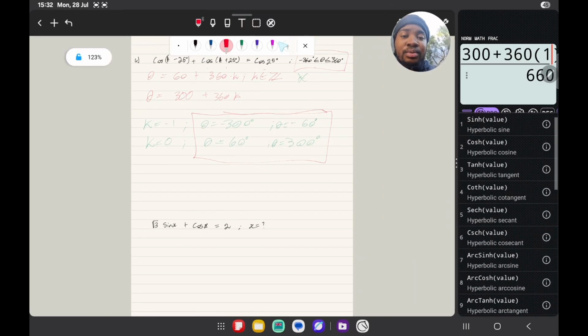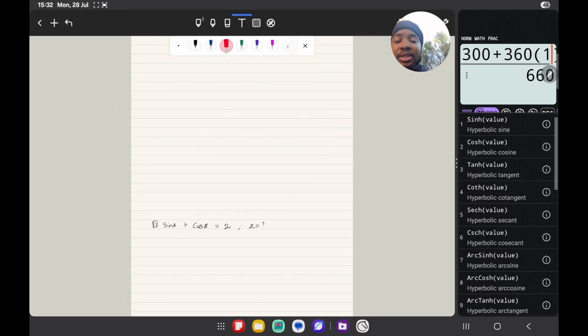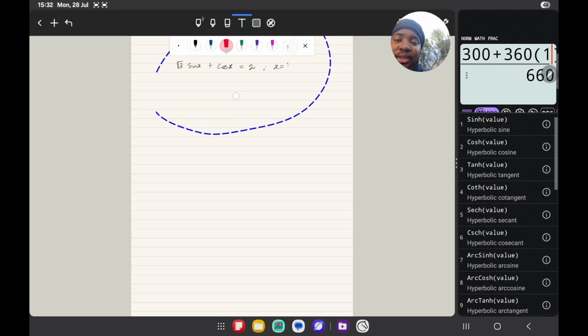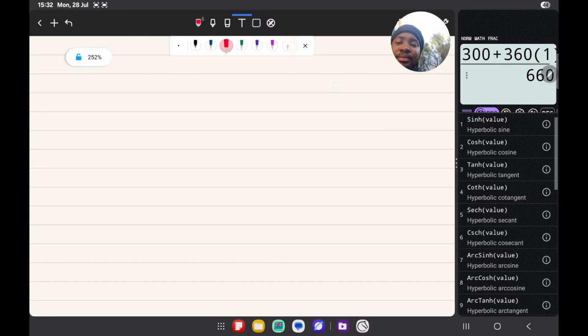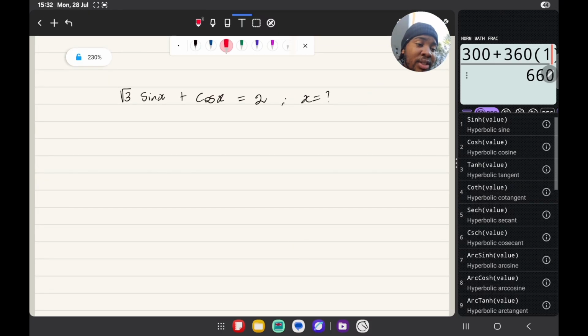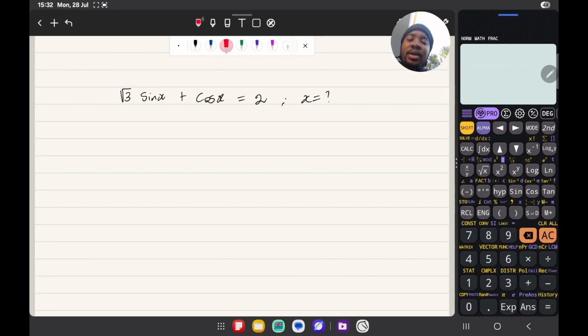The example we're about to do is one of the challenging ones. Trust me, if you don't practice, this one is going to break you. So how do we solve this one? We don't see anything suggesting an identity, because we don't see 2y or 2x from either cos or sine. So it's a bit tricky.